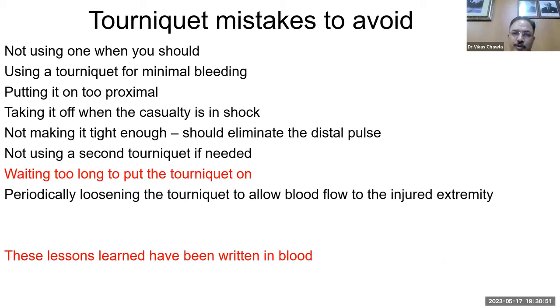What are the tourniquet mistakes which have taken place over the years? Not using one when you should, using a tourniquet for minimal bleeding, putting it on too proximal, taking it off when the casualty is in shock, not making it tight enough, as it should eliminate the distal pulse, not using a second tourniquet if needed, waiting too long to put the tourniquet on, and last but not least, periodically loosening the tourniquet to allow blood flow to the injured extremity.